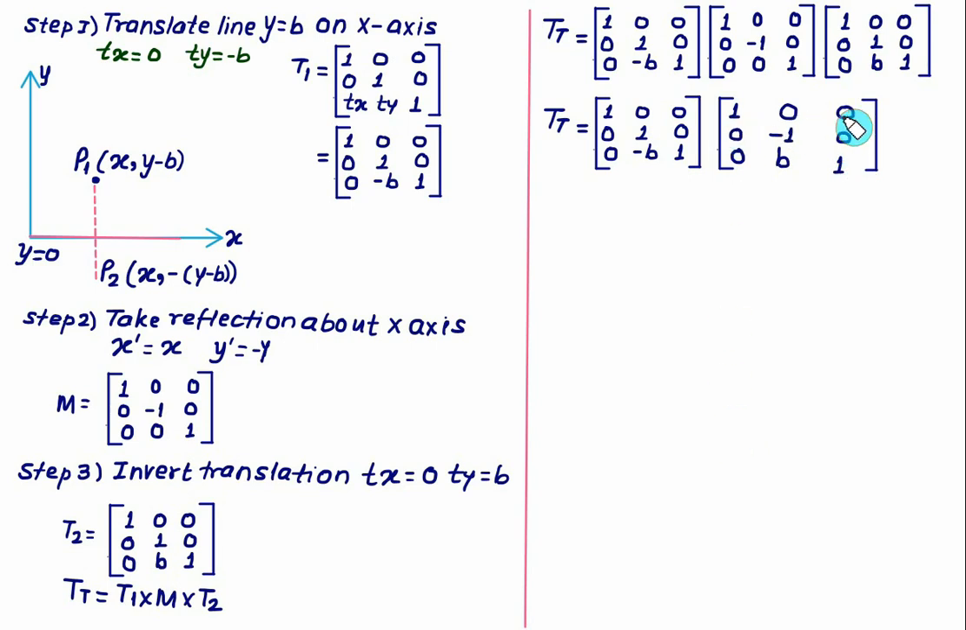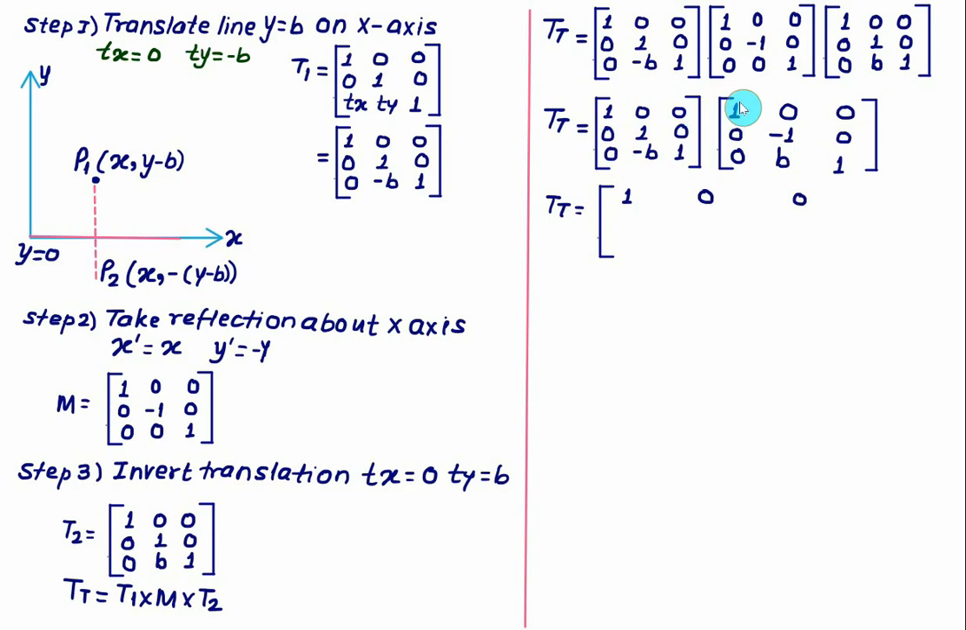So we are left here with 1 0 0, 0 minus 1 0, 0 b 1, and now we'll find the total transformation matrix. Again, start with the first row and first column: 1 into 1 is 1, plus 0 plus 0, so it is equal to 1. Then 1 into 0 is 0, 0 into minus 1 is 0, 0 into b is 0. Then first row, third column: 1 into 0 is 0, plus 0 into 0 is 0, plus 0 into 1 is 0.